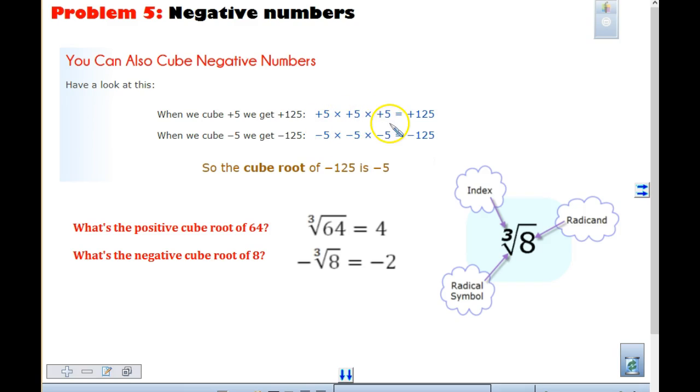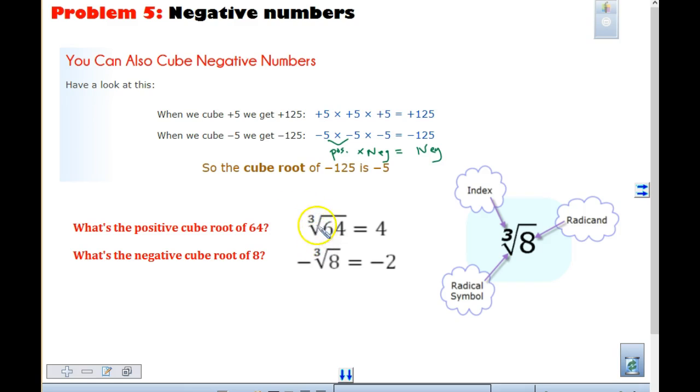Positive 5 times positive 5 is positive 5. When you multiply two negatives, we talked about this last week, that is going to be positive. When you take a positive times a negative, anytime you take a positive times a negative, that final answer is going to end up being negative. So we get a negative 125.